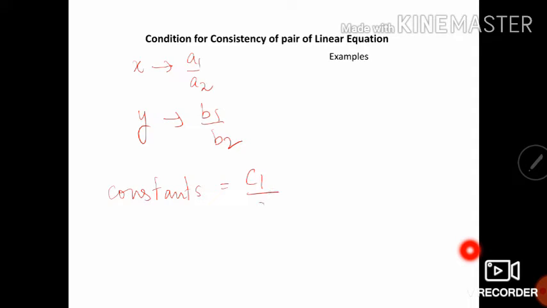What do we mean by condition for consistency? These are those conditions which tell us whether a given pair of equations will have a solution or not, even without solving them. These conditions are based on the ratio of coefficients of variable x, that is a1 upon a2, the ratio of coefficients of y, b1 upon b2, and the ratio of constants, that is c1 upon c2.